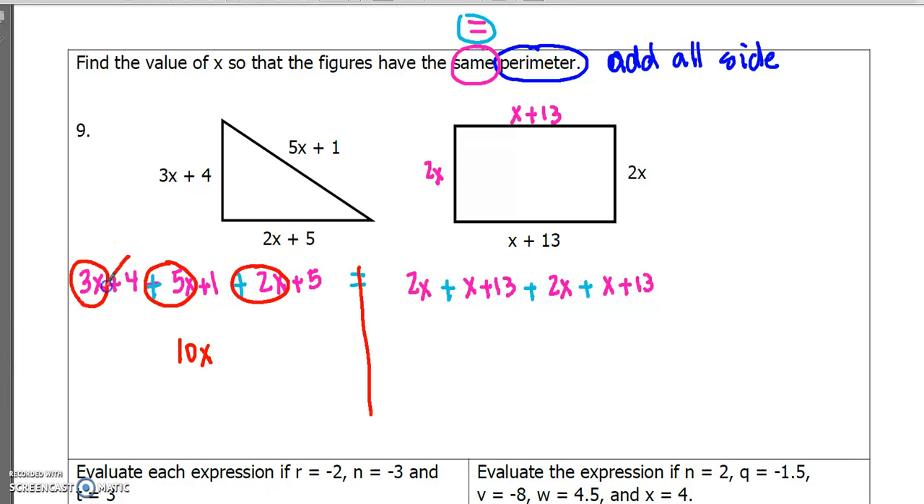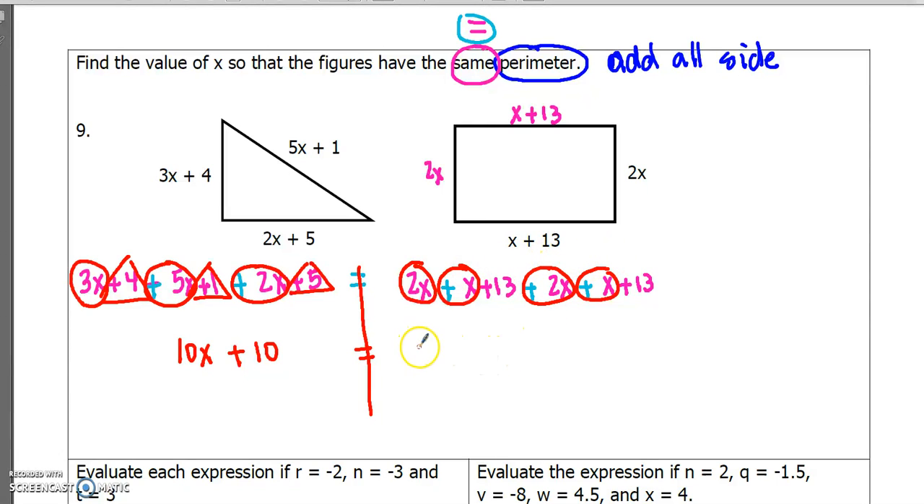And then I have some numbers. I have a positive 4, I have a positive 1, and I have a positive 5. So 4 plus 1 is 5 plus 5 is, again, 10. On this side, I have a positive 2x and a positive 1x. And a positive 2x, and again another positive 1x. So 2 plus 1 plus 2 plus 1 is a grand total of 6x. And then number-wise, I have a positive 13 plus another 13, and that will give me a positive 26.